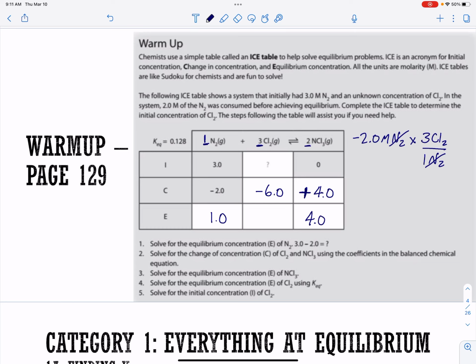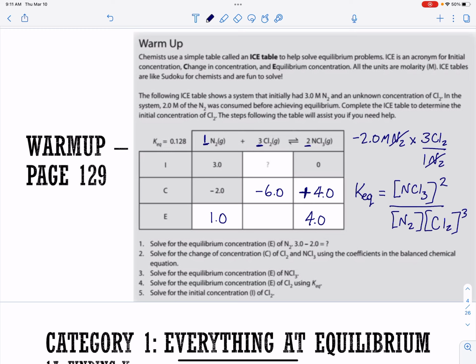And then step 4 is a little bit tricky. It involves some of our work from the previous lesson. So it says solve for the equilibrium concentration of Cl2 using our KEQ expression. If you'll remember how to use the KEQ expression, our KEQ is equal to the products over the reactants. And we're going to take those concentrations of the products and raise them to the power of the coefficient. And we're going to include anything in our equation that is aqueous or a gas. So everything in this one. Okay, so there's our KEQ expression.